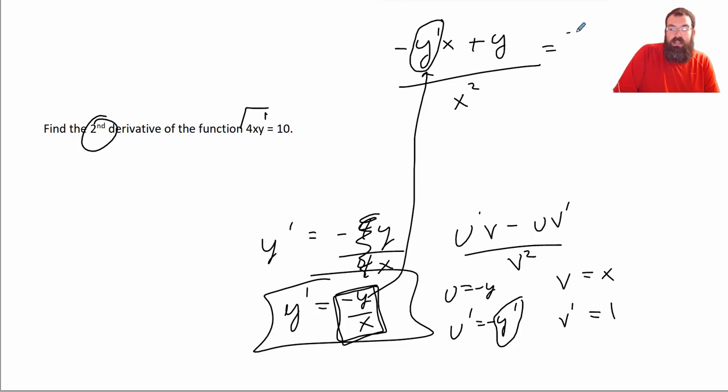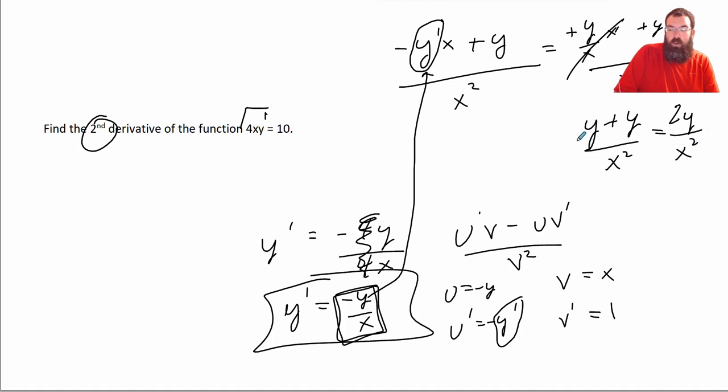So this is negative, and then a negative of a negative, so that's really positive, y over x times x plus y over x squared. These cancel, so I get y plus y over x squared, which is equal to 2y over x squared.